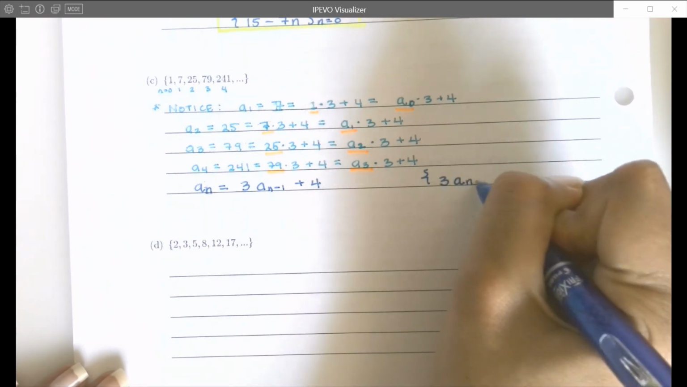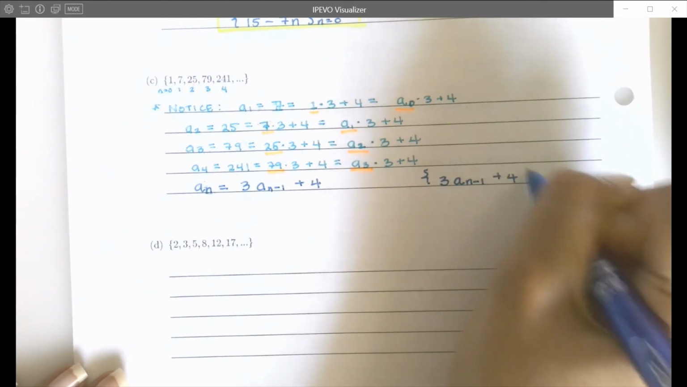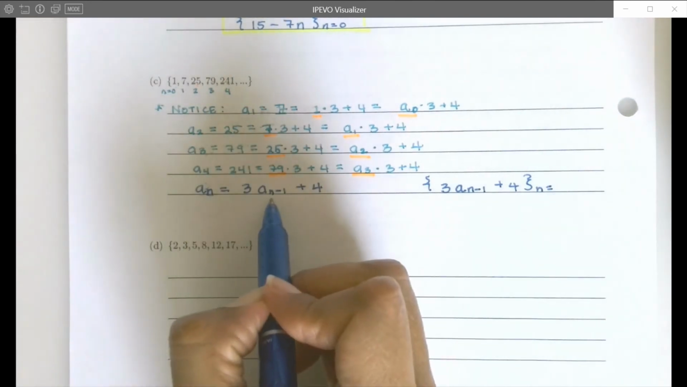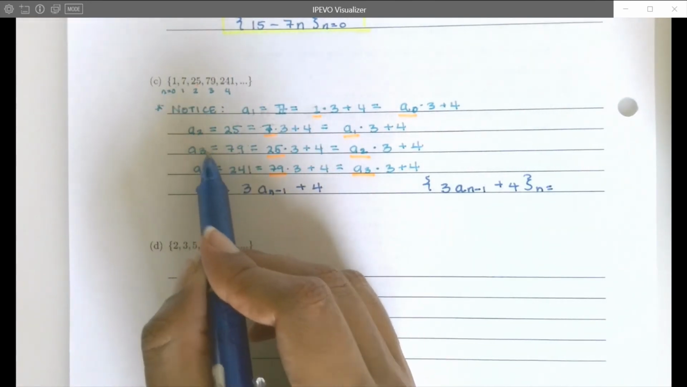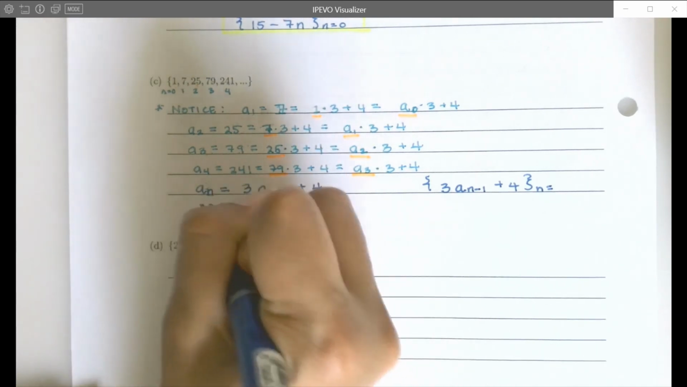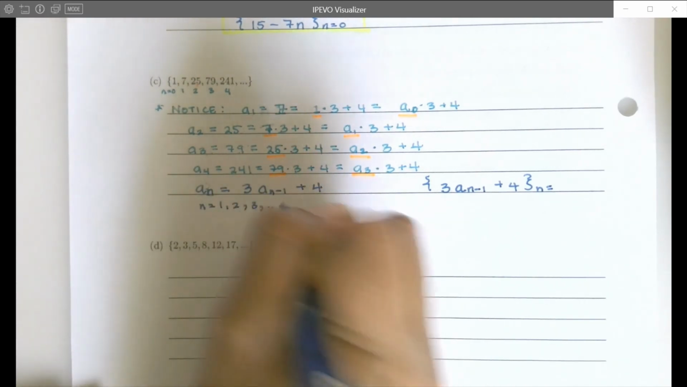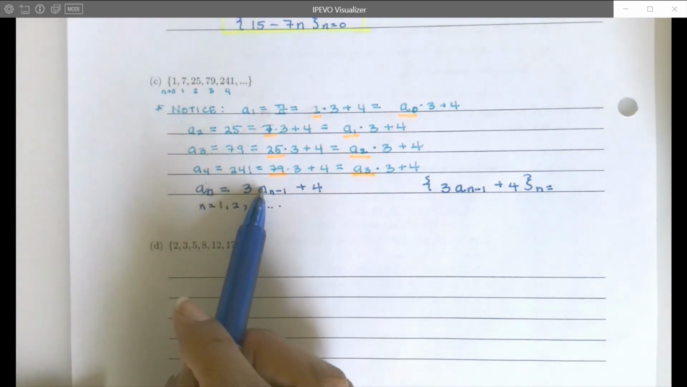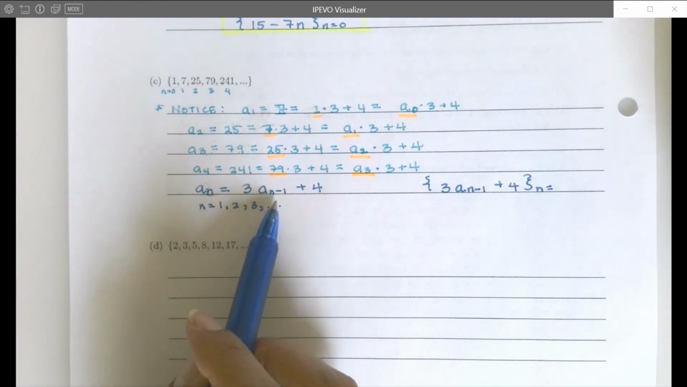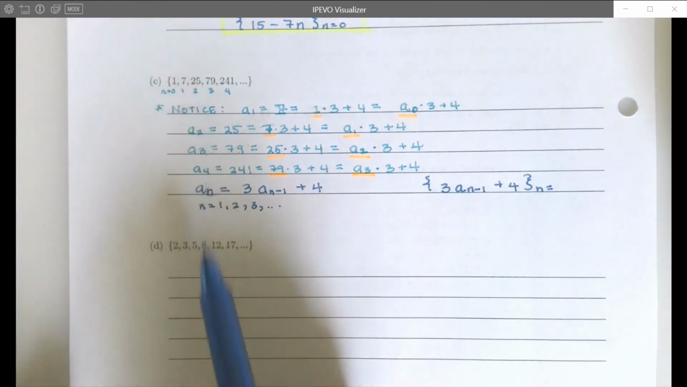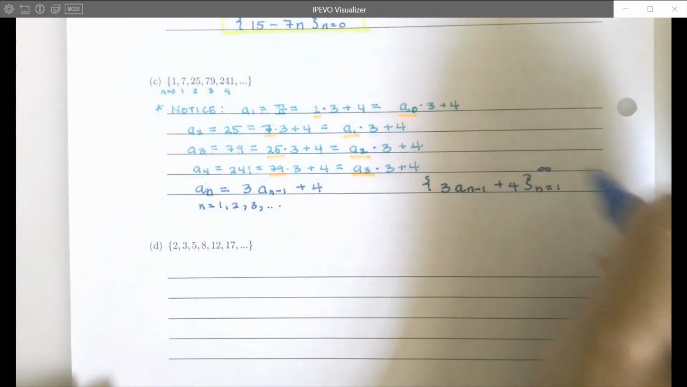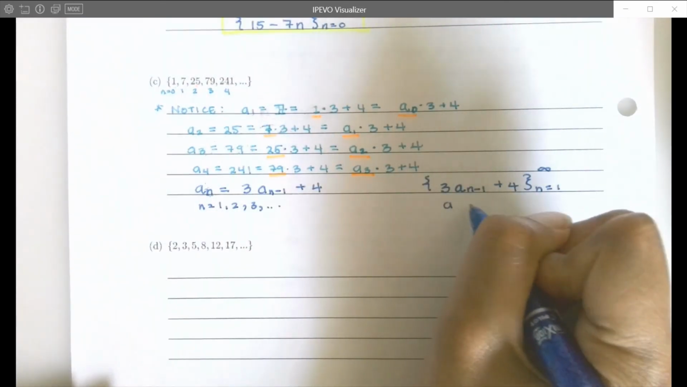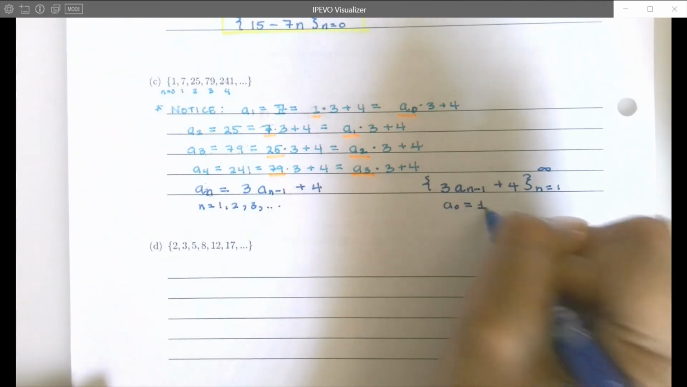3 times A sub n minus 1 plus 4 for n being, well, here's where we have to be careful. This is for n being 1, 2, 3, 4, and anything greater, right? We can't start it at 0 because then a at 0 would depend on a sub 0 minus 1, which is a negative 1, and no such element exists, right? So we have to start it at 1 and go all the way up to infinity, and then make note that a 0 is actually 1.